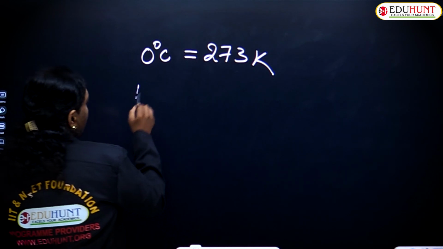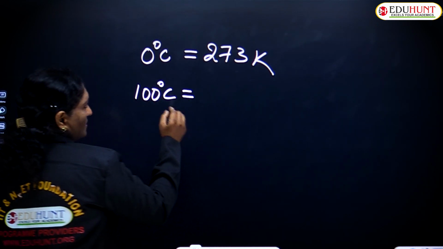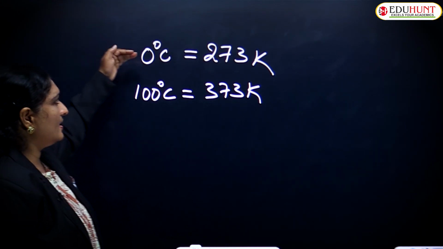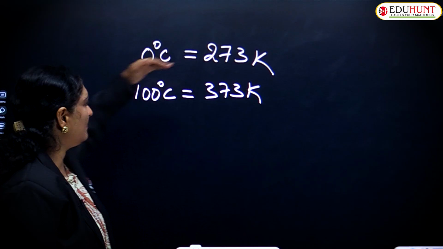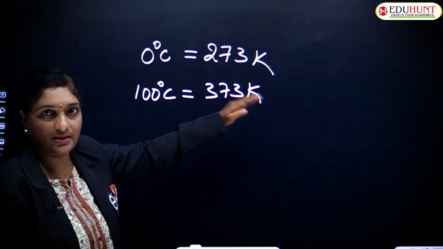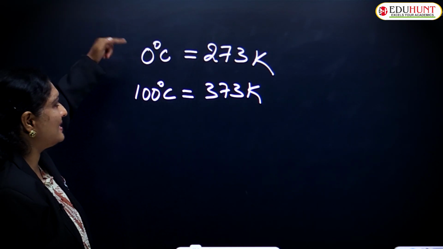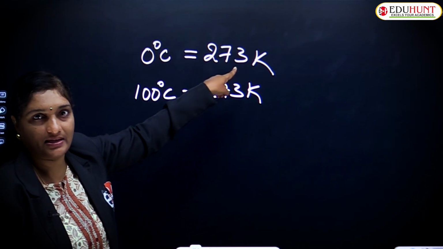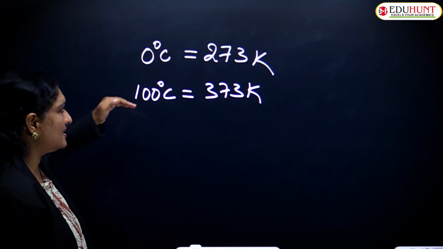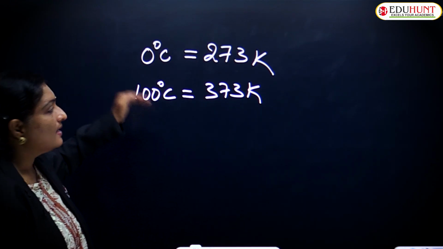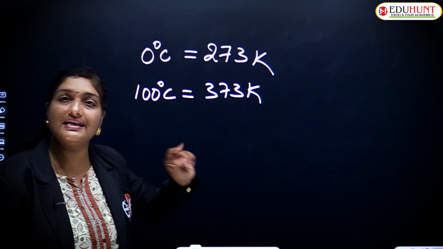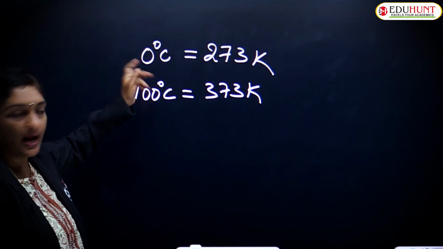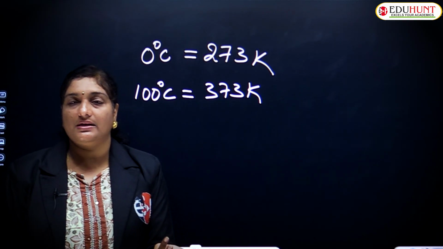That means 100 degrees Celsius will be equal to 373 Kelvin. So, 0 degrees is represented as 273 Kelvin and 100 degrees Celsius is 373 Kelvin. If the lower fixed point on the Celsius scale is taken as 0 degrees Celsius, then on the Kelvin scale it is considered as 273 Kelvin. The upper fixed point on the Celsius scale is considered as 100 degrees Celsius. The same on the Kelvin scale is considered to be 373 Kelvin. And the total number of readings, 100 minus 0, is again 100. Here also, 373 minus 273 is again 100.